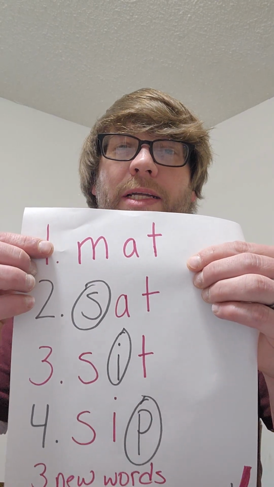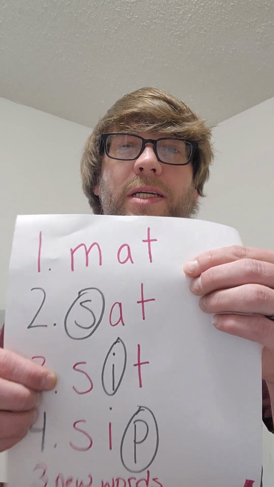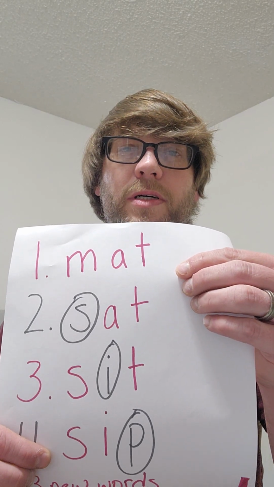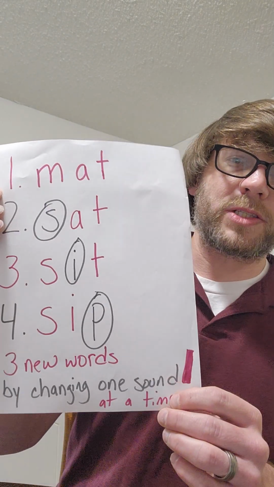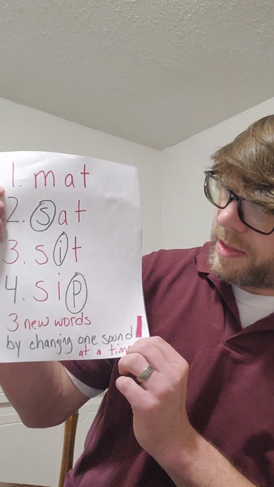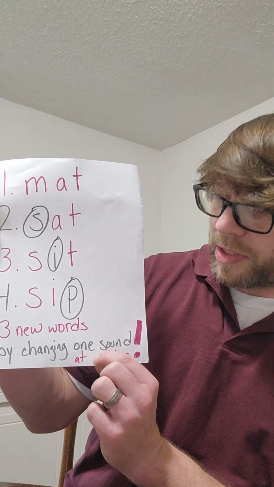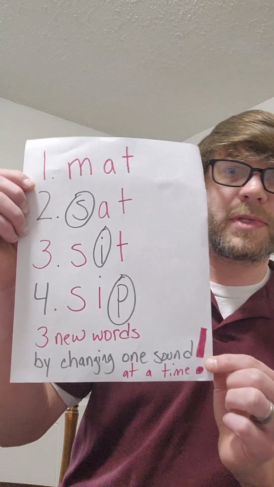So we started with mat, we went to sat, we went to sit, and we went to sip. Just by changing the letters, we made three new words by changing one sound at a time. So that's manipulating the phonemes. That's useful for building advanced phonemic awareness, and it supports spelling and decoding. For the assessment, we'd observe students' ability to identify which sound changed and the new word forms.